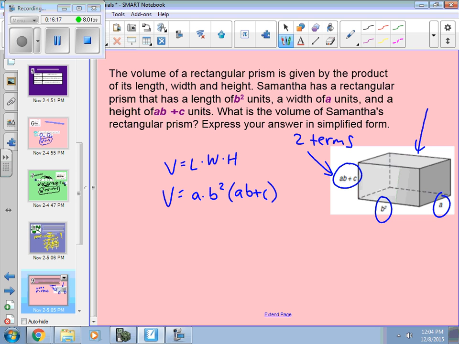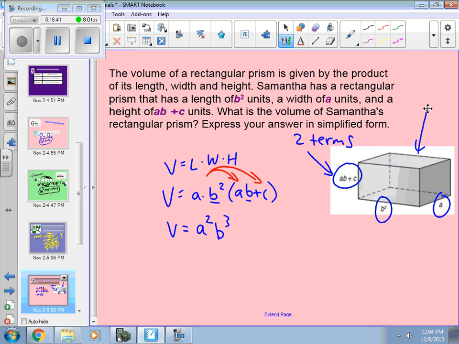So anything with more than 1 term, you got to make sure you put in parentheses. All right, so express this in simplified form. Looks like what we need to do now is distribute to get our answer because we got 2 terms in the parentheses there. So our volume would be, okay, if we're multiplying this a times a, that's going to be a squared. B squared times another b, that's going to be b cubed, or b to the 3rd power.